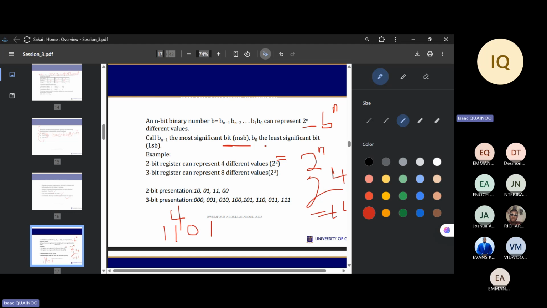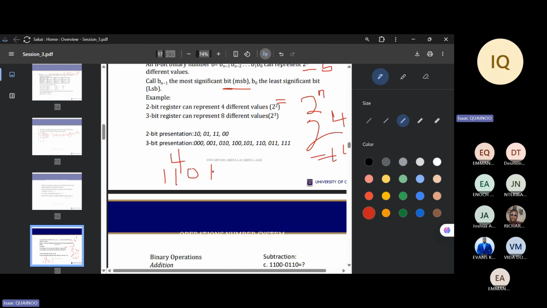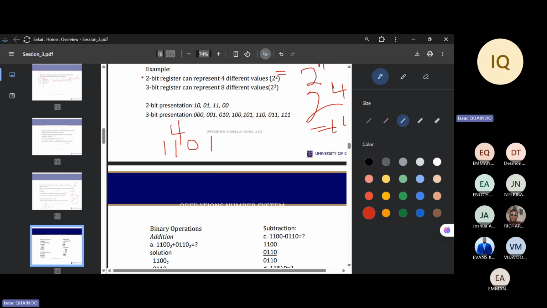And then b_0 is the least significant bit, which is the rightmost bit. Okay, so a 2-bit register can represent 4 different values. And we can already see that here. The total number of bits here is 2, right? The total in binary is to the radix 2. And here the total number of bits is 2. So 2 raised to the power 2. And that gives us 4.